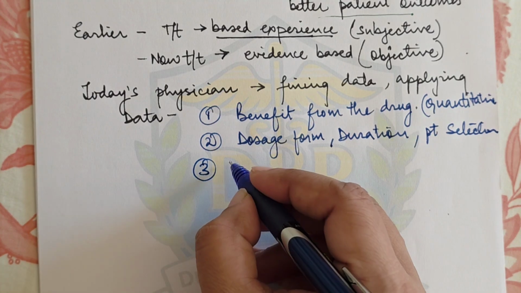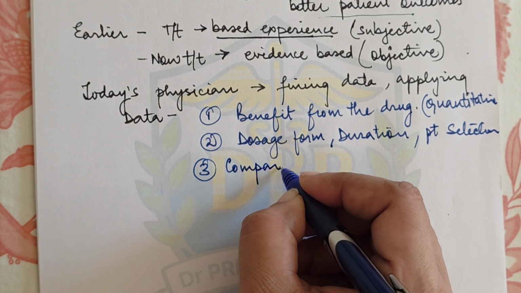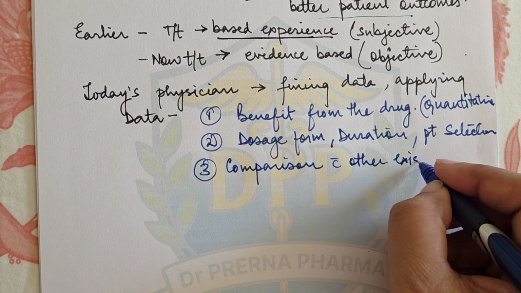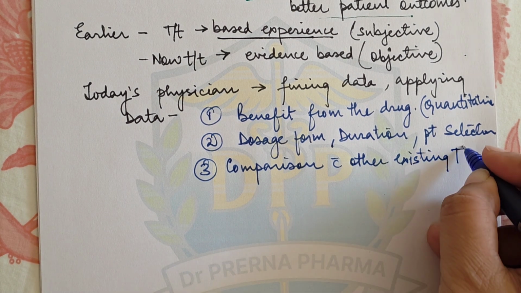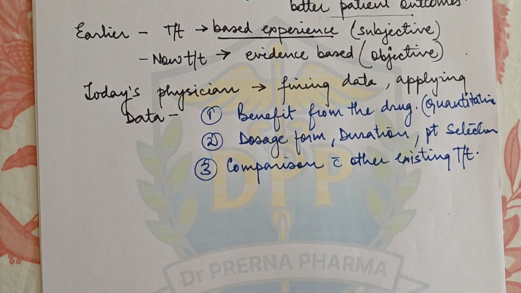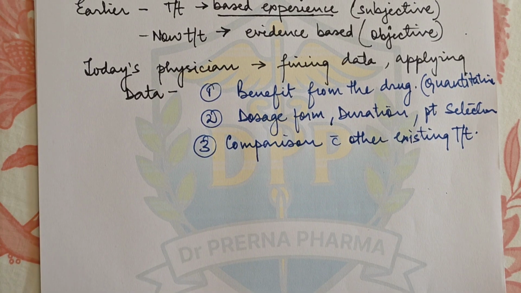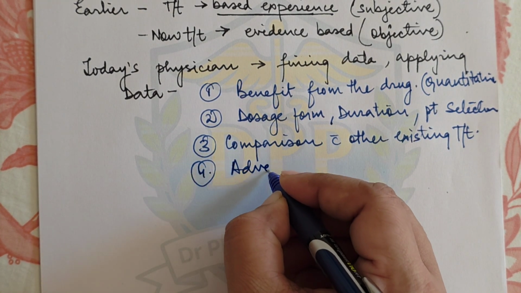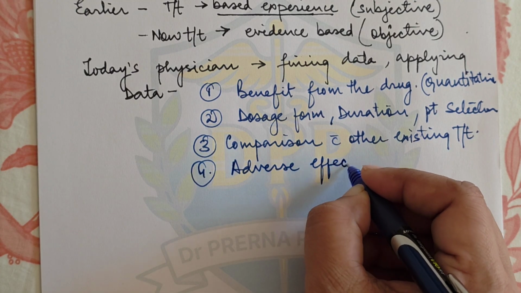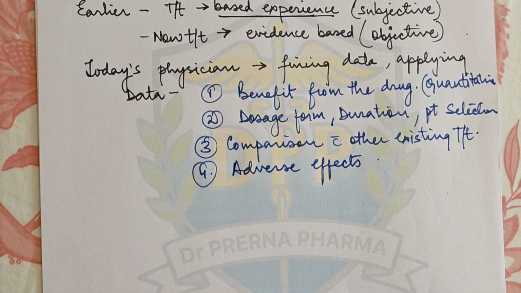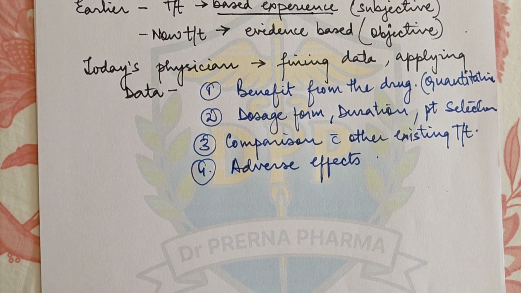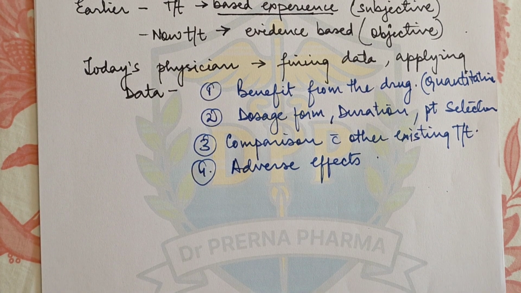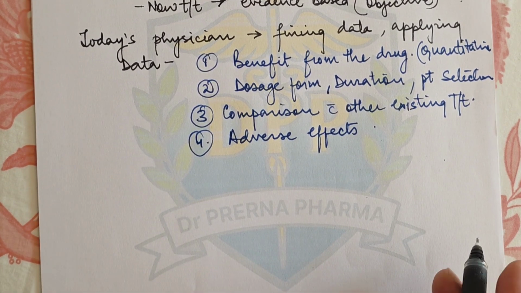The third thing is comparison with other existing treatment. So what it means is that in comparison to other treatment, how much more beneficial it is and how safe it is. So what are the adverse effects due to that particular drug? So if the drug is more efficacious, if the drug is safe, and if the dosage form and the route of administration and duration are good, then that particular medicine will be selected.